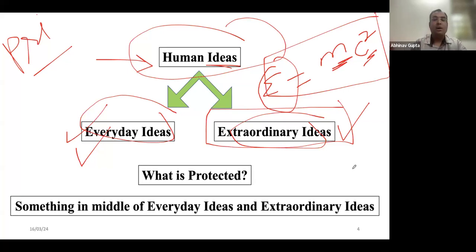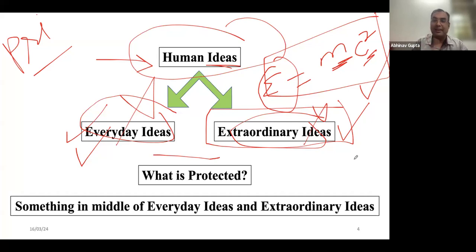All these are what? Or any other formulas which we have learned, mathematical formulas, or any other theories, principles which have been developed over a period of time. I hope we are able to understand. All those are extraordinary ideas. Those ideas are not something we keep with us or we use every day, right? So the whole idea is that when we talk about intellectual property, it does not protect everyday ideas, and it also does not protect extraordinary ideas.